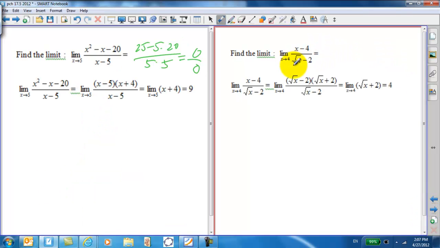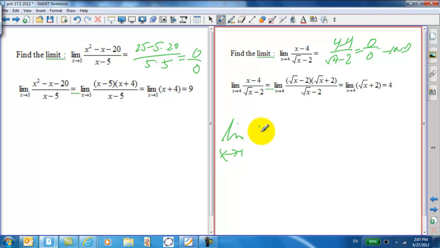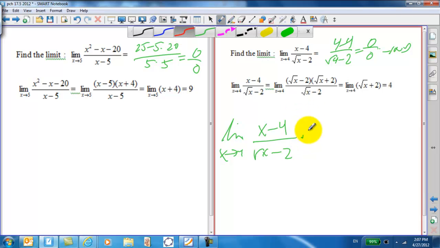Here's again a case where we get 0 over 0. We put 4 in, we get 4 minus 4 over the square root of 4 minus 2. 0 over 0, again indeterminate. So we go back and factor. Now you may not have seen that x minus 4 factors. In fact, we generally don't think of x minus 4 as something that can factor. So another approach on a problem like this, if you see radicals like this, you can consider multiplying by the conjugate of the denominator, that is the square root of x plus 2 over the square root of x plus 2.